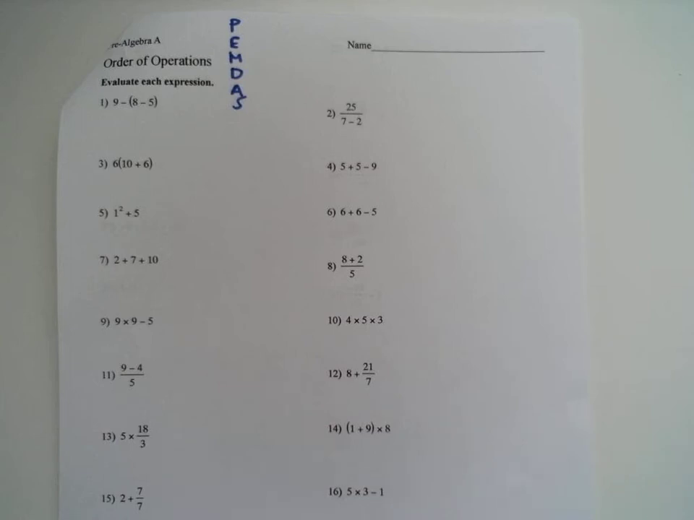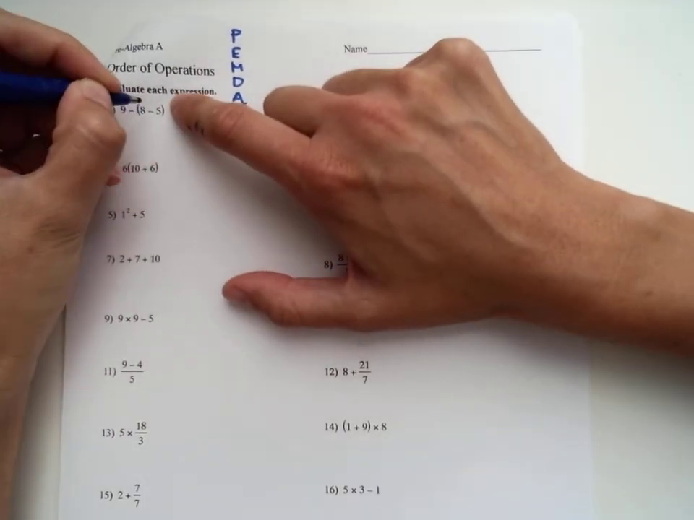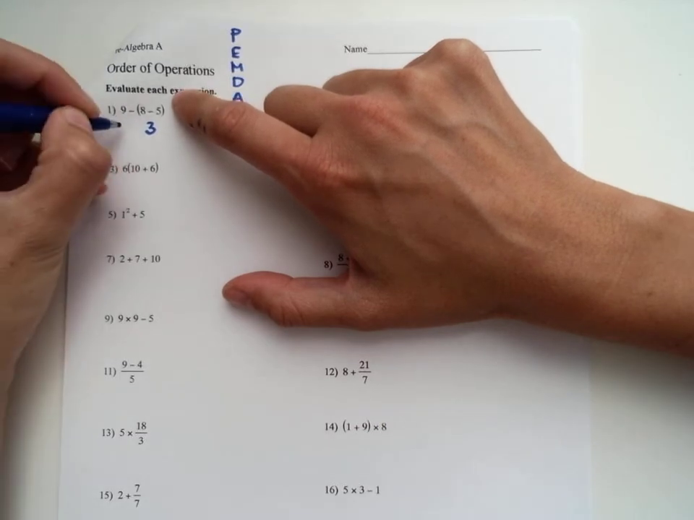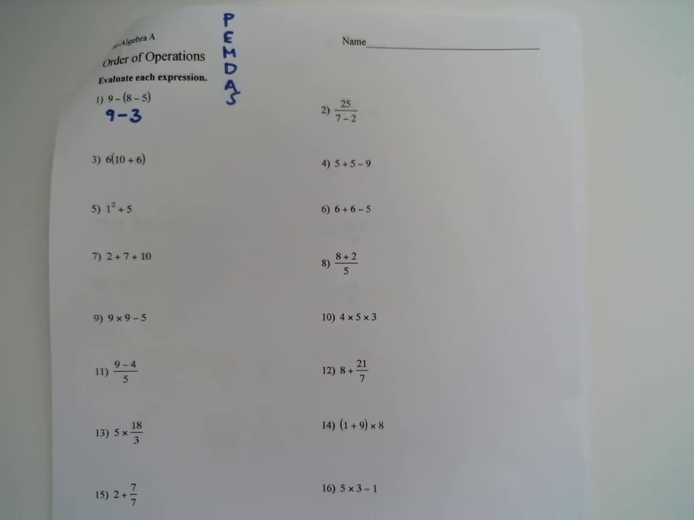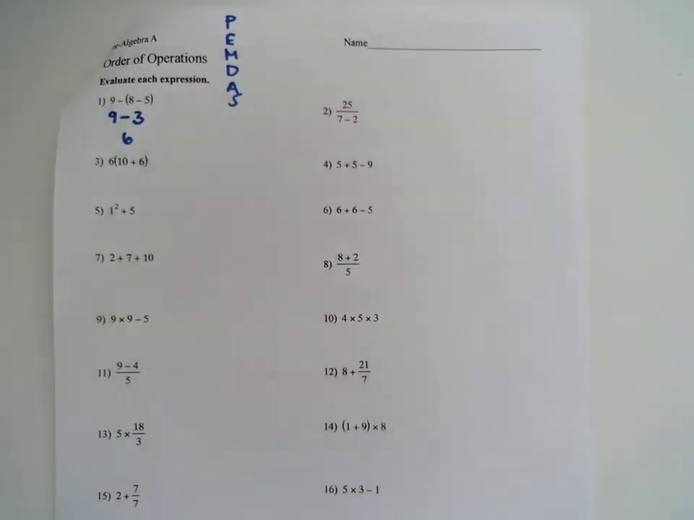Number 1, we have 9 minus (8 minus 5). So we need to do parentheses first. That's our P. If we look at our parentheses, 8 minus 5 is 3. We bring down everything else. We have 9 minus 3, which is 6.